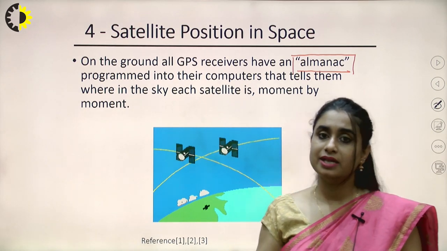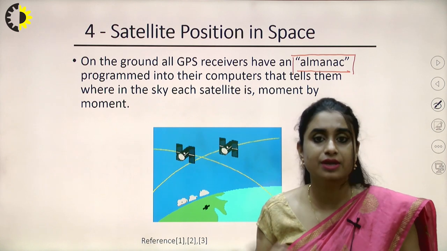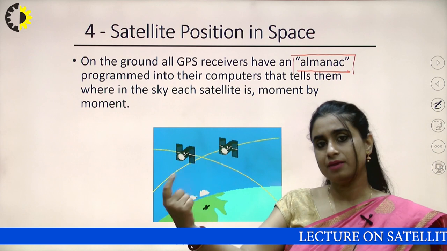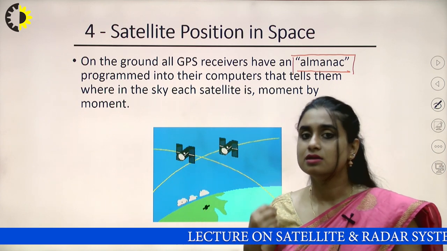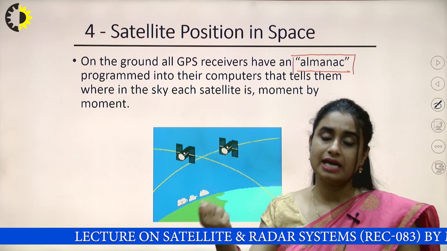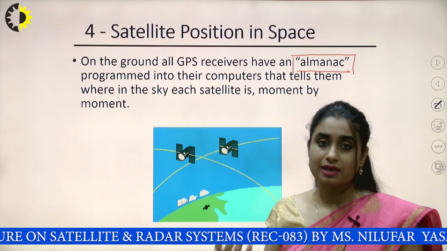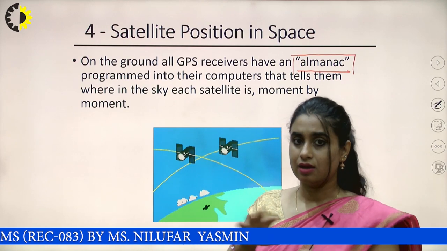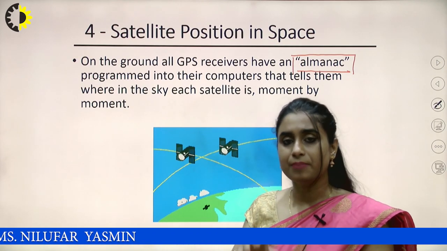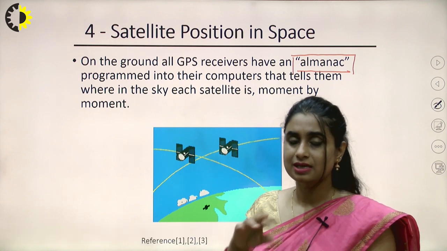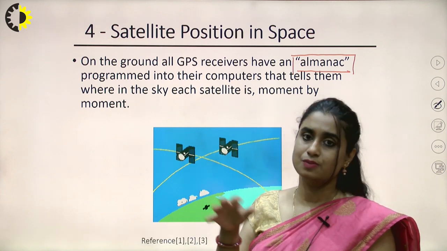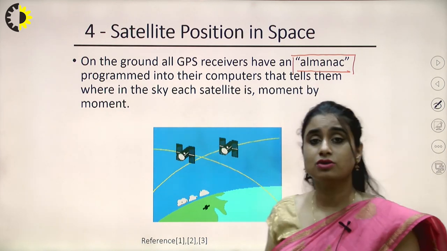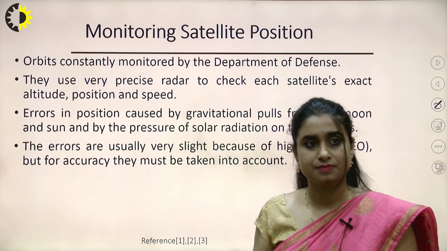Like in mobile communication, when we are not actually calling, our mobile has to send its location to the nearby BTS. Like that, the location of the satellite has to be relayed, communicated time to time. And as it is already programmed in the computers, it is every time compared, and if there occurs some difference, that is reversed back, right? This is how we remove error with the help of the almanac, which is already programmed in the computers.